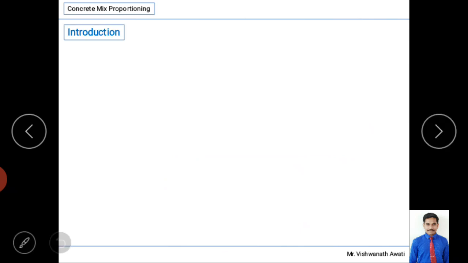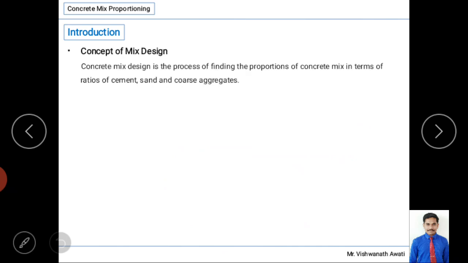Before solving numerical problems, we have to understand some of the basic concepts. The first one is the concept of mix design. We have to understand what we mean by mix design. Concrete mix design is the process of finding the proportions of the concrete mix.